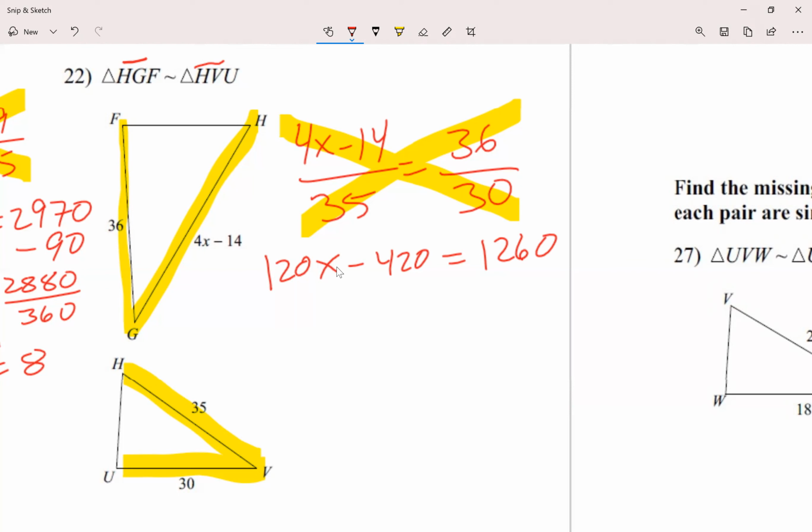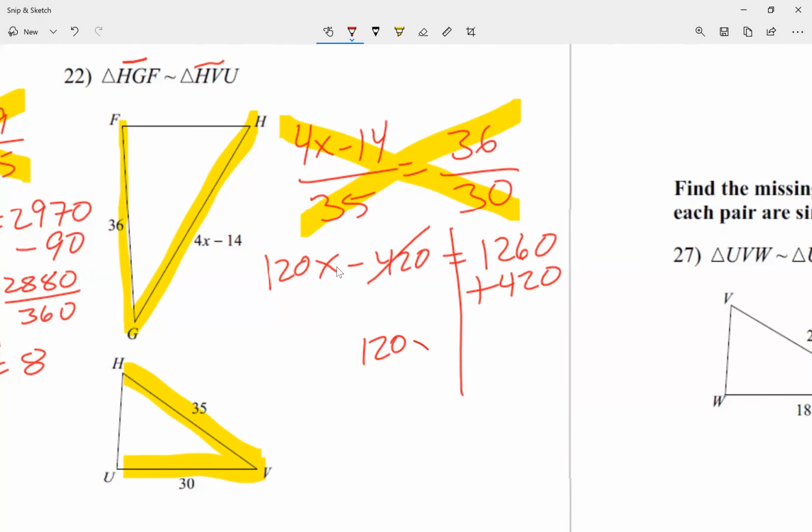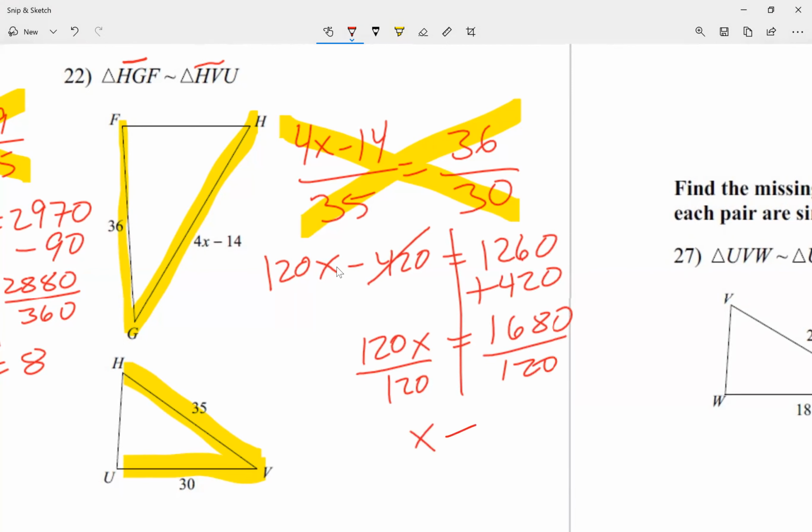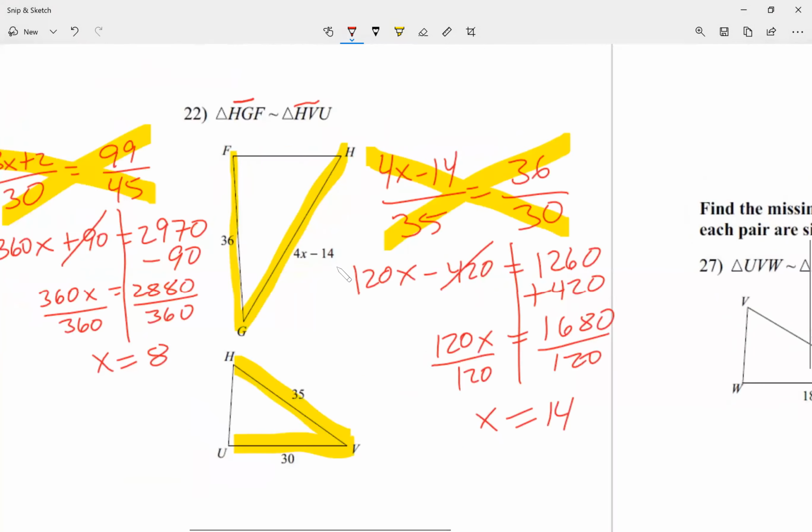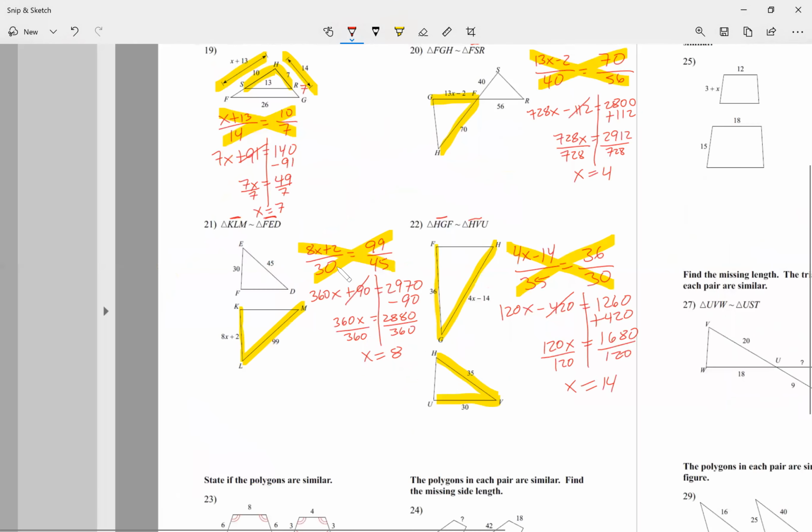All right, so let me separate my sides through the equal sign. The minus 420, let me move it over as a plus 420. So I have that 120x is equal to 1,680. Let me divide both sides by 120. So I'm going to get that x is equal to 14. There you go.